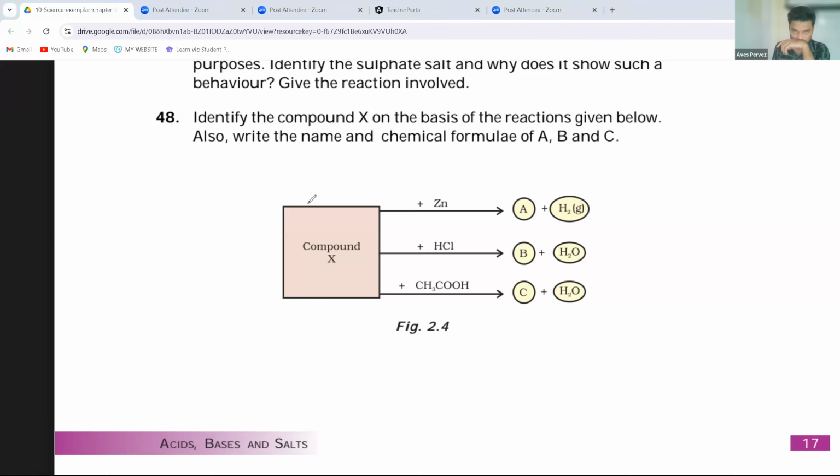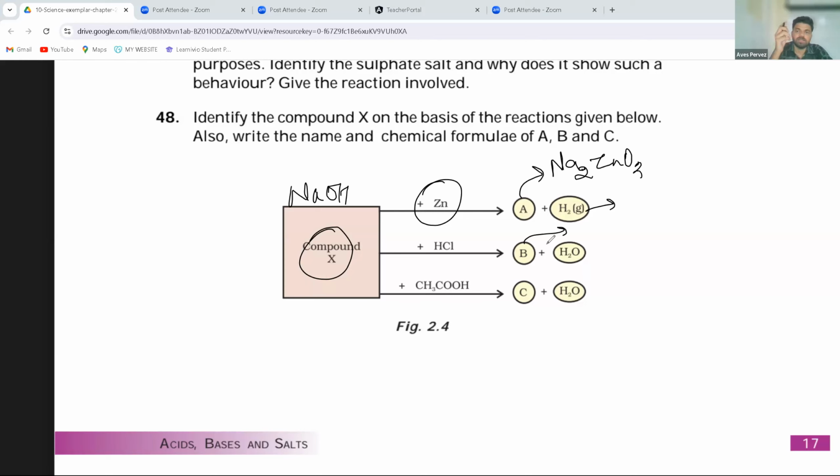Okay, what is compound X? NaOH. And what is compound A? Na2ZnO2. Yes. Okay, what is compound B? NaCl. And what is compound C? CH3COONa. Done. Yes, sir. Next.